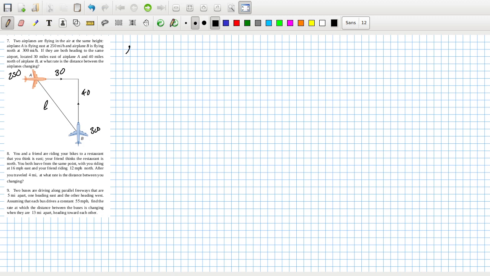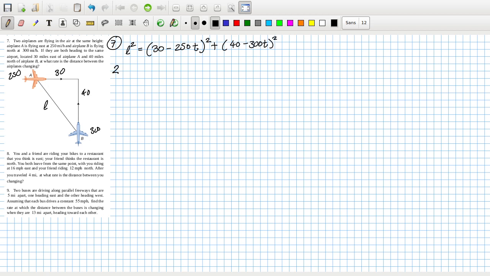Okay, so L squared equals 30 minus 250t. Yeah, it's going to get there really quick. 30 miles, but it's traveling at 250 miles an hour. It'll just take a few minutes. L squared equals (30 minus 250t) squared plus (40 minus 300t) squared.